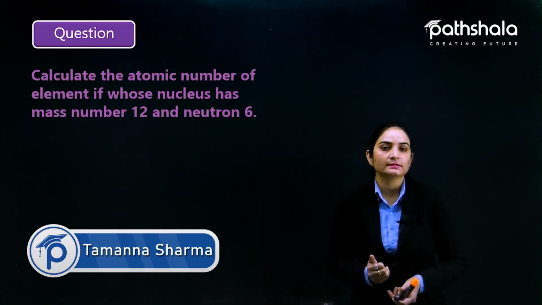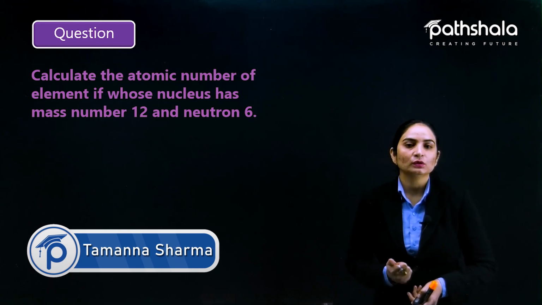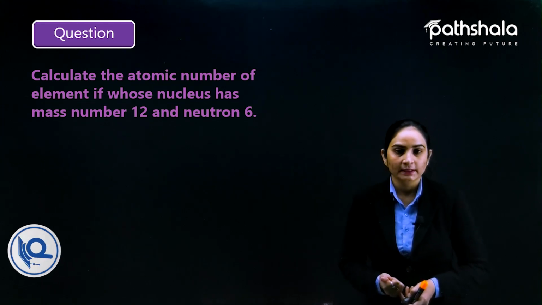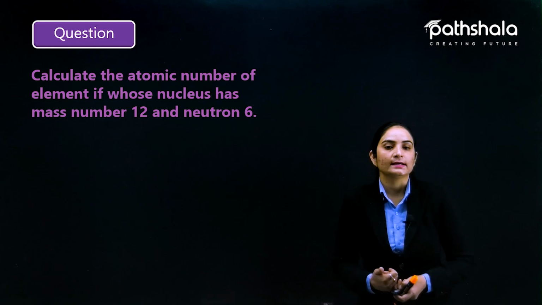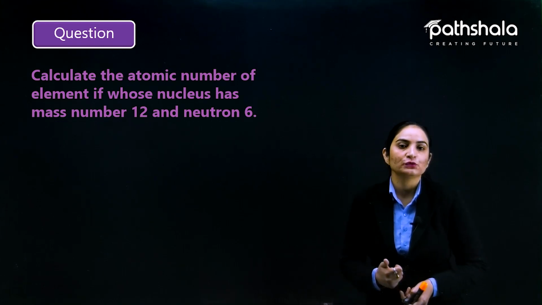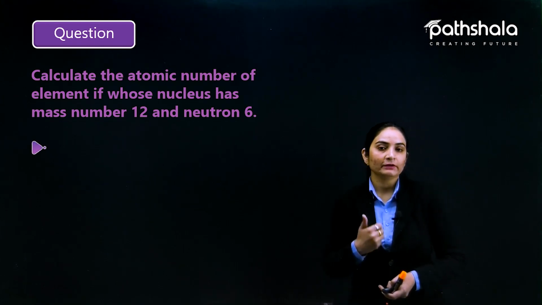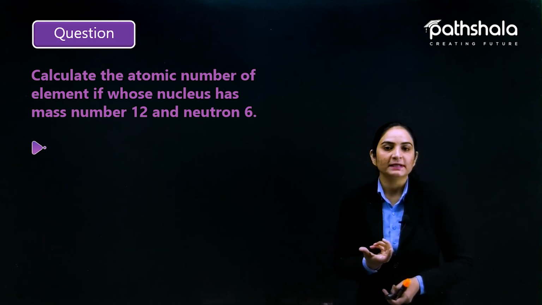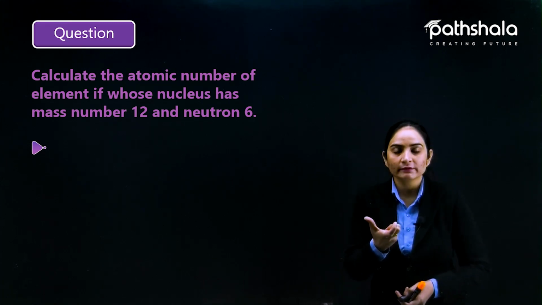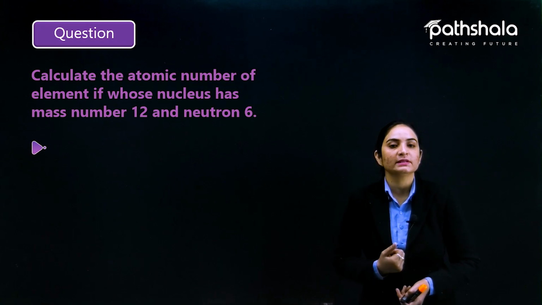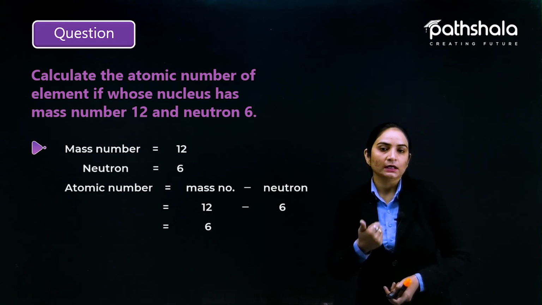So let's practice one more question. I have done this along with you guys, but the question will be asked in this sense. Calculate the atomic number of the element whose nucleus has a mass number of 12 and 6 neutrons. We are given the data that we have an element whose nucleus carries mass 12 and it has 6 neutrons. So we need to find the atomic number.